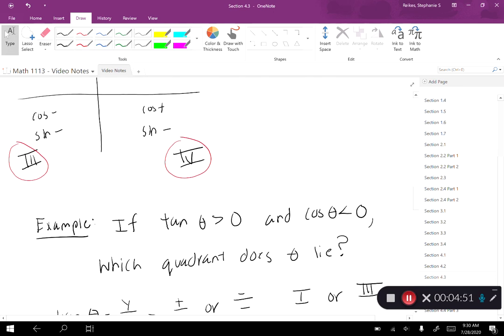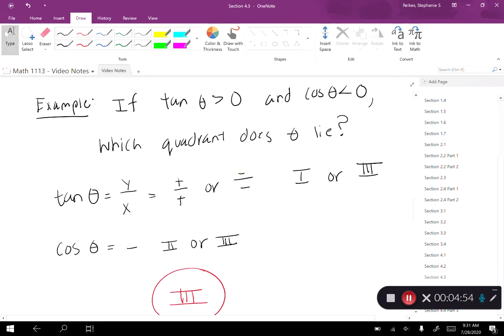So let's take a look at an example. If tangent theta is greater than 0 and cosine theta is less than 0, which quadrant does theta lie in? So if tangent theta is greater than 0, that means tangent must be positive. Well, tangent represents y over x. So I could get that with both y and x being positive. A positive divided by a positive is positive. Or x and y can both be negative, right? Because a negative divided by a negative is also a positive.